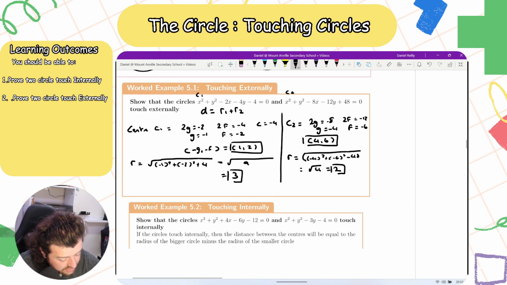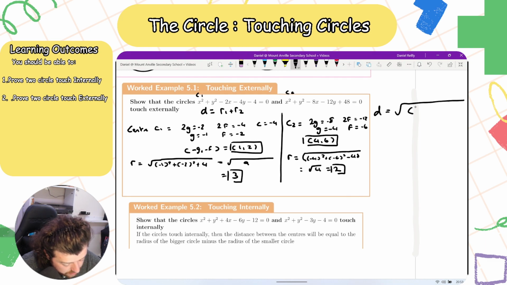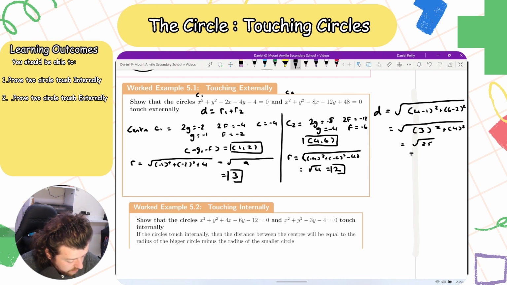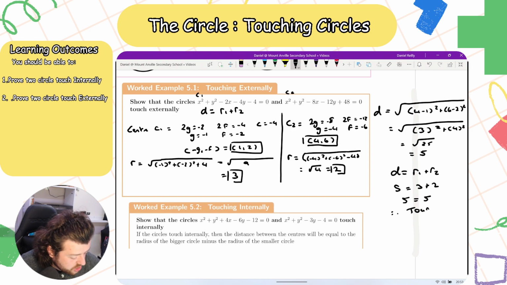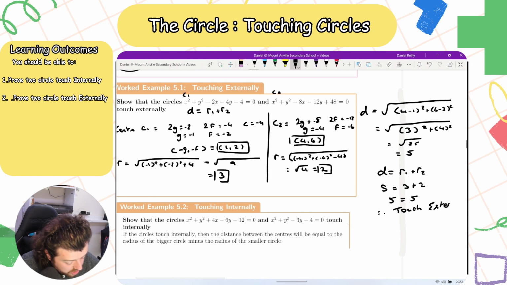So let's check my distance now, between these two points. That's going to use my distance formula. So 4 minus 1 squared plus 6 minus 2 squared, which is equal to 3 squared plus 4 squared, which is equal to root 25, which is equal to 5. So my distance is equal to 5. Let's check: D is equal to r1 plus r2. 5 is equal to 3 plus 2. 5 is equal to 5. Therefore, they touch externally.